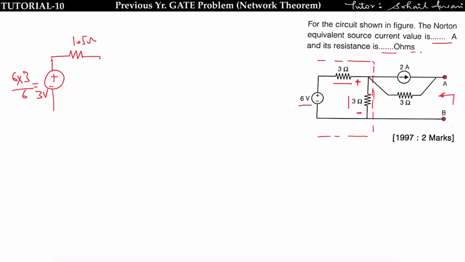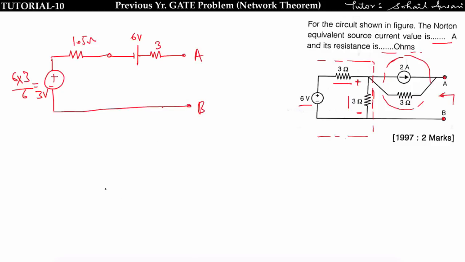Now I will use source transformation to convert this practical current source into a voltage source. The direction of current is from left to right, so the voltage source polarity will be minus to plus, because current will always flow from minus to plus, with internal resistance 3 ohm. The value of this voltage source will be 3 multiplied by 2, since V is equal to IR, that is equal to 6 volt. Now this is my final circuit.